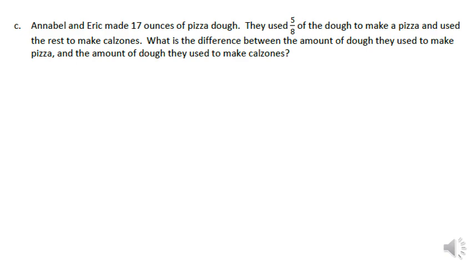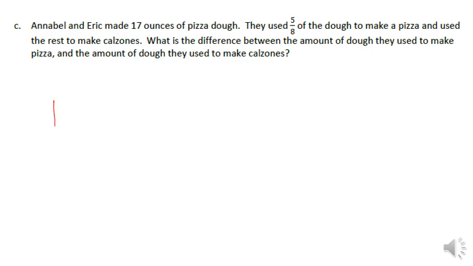C. Annabelle and Eric made 17 ounces of pizza dough. They used 5/8 of the dough to make pizza and used the rest to make calzones. What is the difference between the amount of dough they used to make pizza and the amount of dough they used to make calzones? Now this is a tricky word problem, so we're going to make sure that we draw a tape diagram for it. We're going to label everything, and annotate on our drawing exactly what they're looking for. So let's start again.